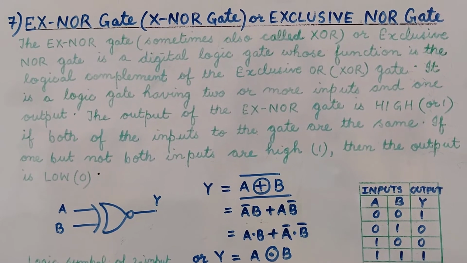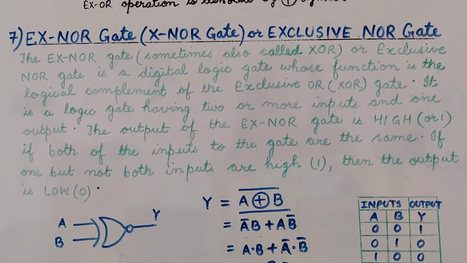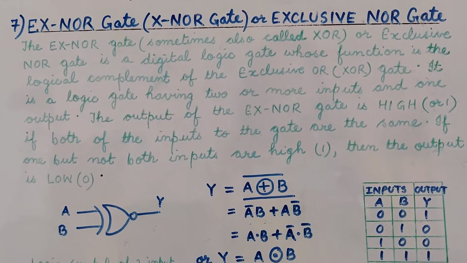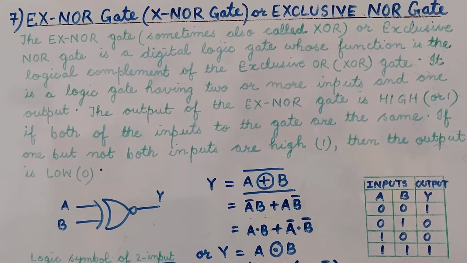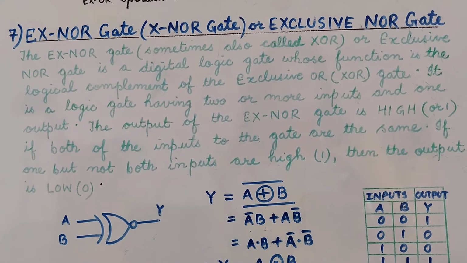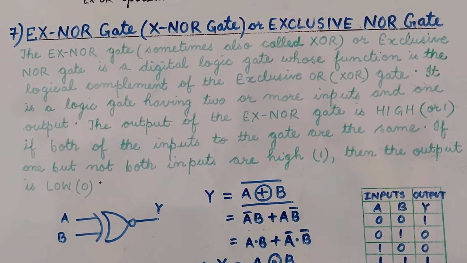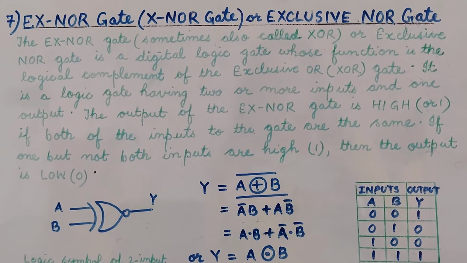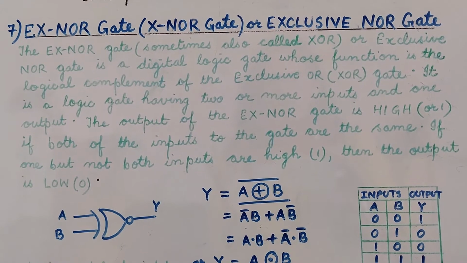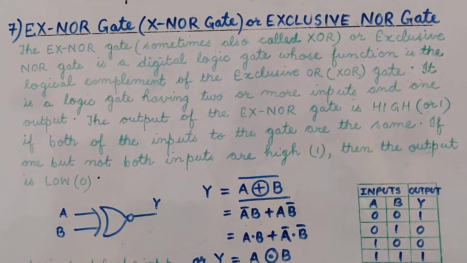That is, when the value of both the inputs are similar, in that case the value of the output will be high. But if both the inputs are different, that is, when only one of the input is high, in that case the value of the output of an XNOR gate will be low.